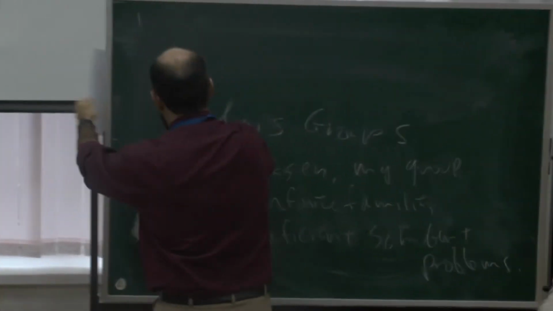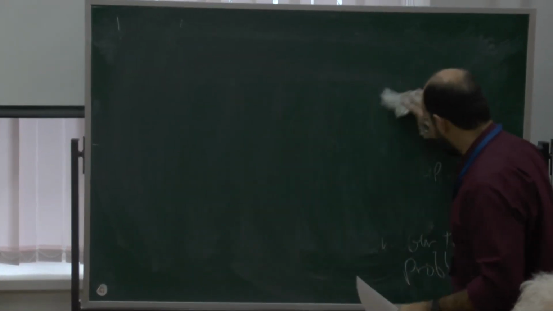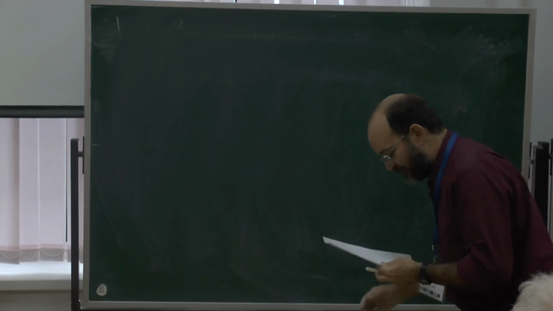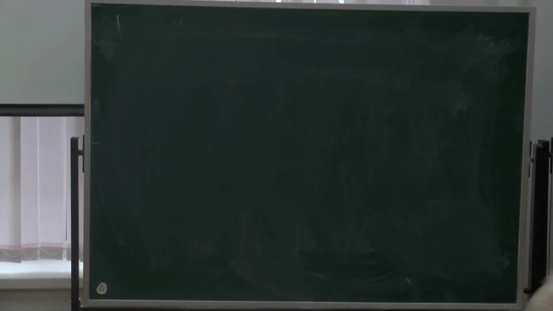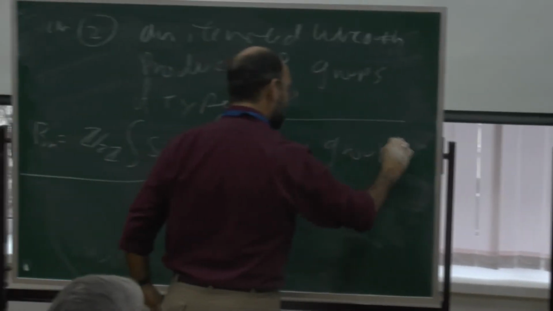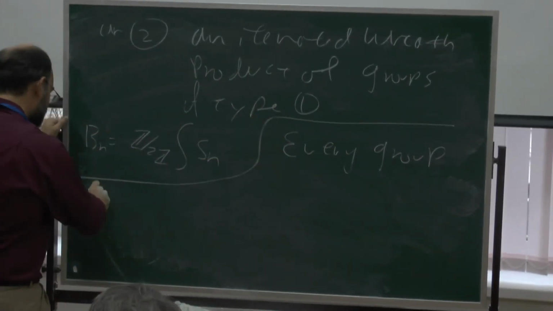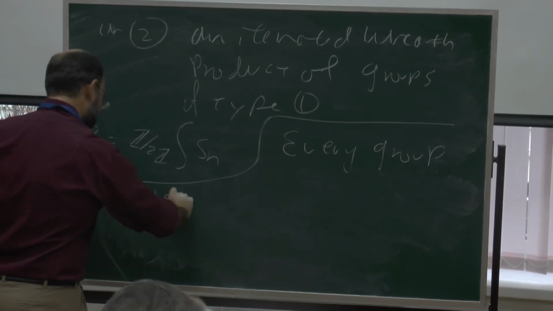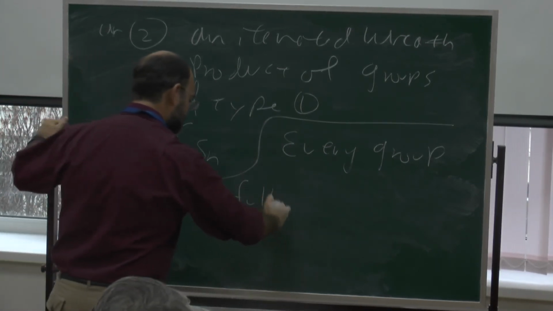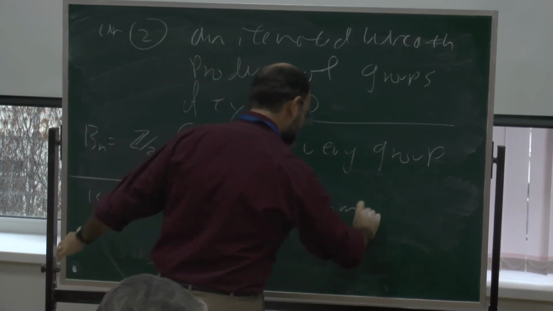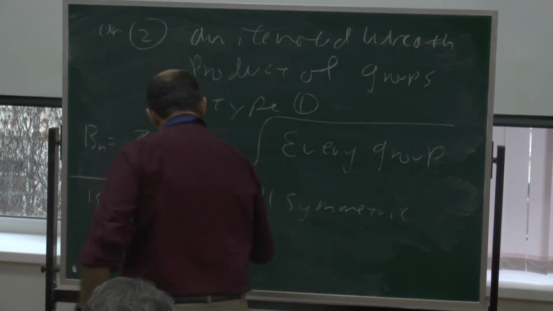Let me tell you what we know and what we're thinking about. What's striking is there's a dichotomy. This refers to the classification of permutation groups. So every group, again, every group we've identified is either full symmetric or imprimitive.